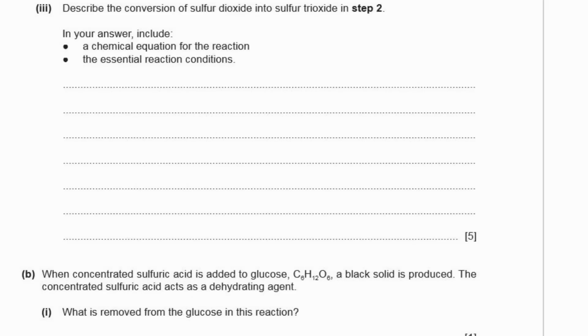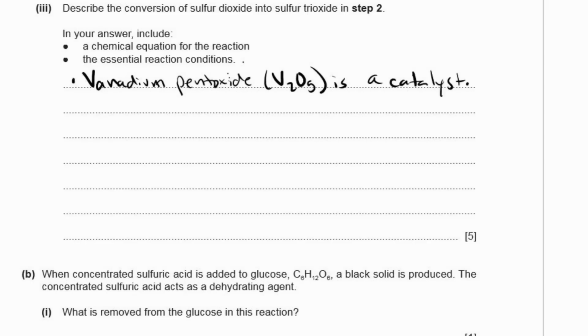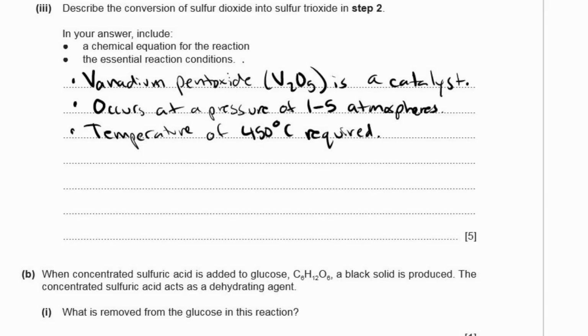Okay. 3. Describe the conversion of sulfur dioxide into sulfur trioxide in step 2. And your answer should include a chemical equation for the reaction and the essential reaction conditions. Okay, let's start with the essential reaction conditions. So first of all, we need a catalyst. Vanadium pentoxide, V2O5, is a catalyst. And it occurs at a pressure of between 1 and 5 atmospheres. Okay, the temperature needs to be pretty high. A temperature of 450 degrees Celsius is required.